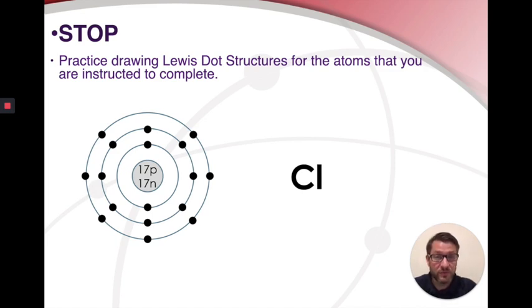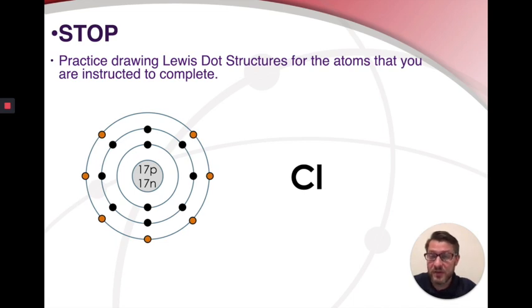Again, 2 in the first orbital, then 8 in the second orbital, and then the third orbital is going to have the 7 remaining electrons. So 2 plus 8 plus 7 gives us 17 electrons total. So how would you draw the Lewis dot structure for chlorine? Looking at these valence electrons only. You don't need to worry about all the other electrons.